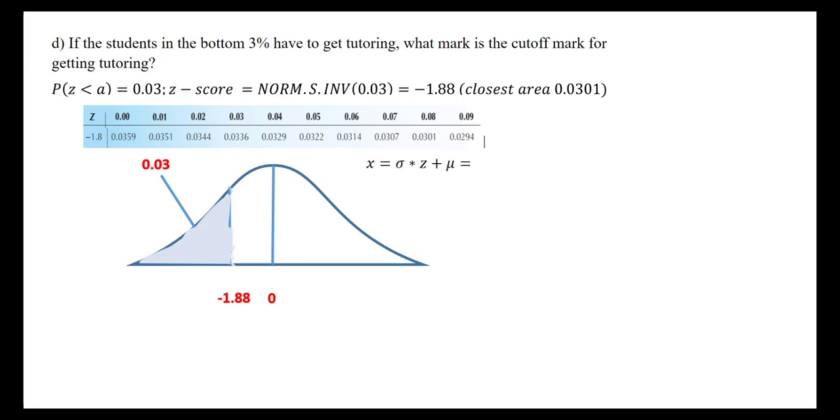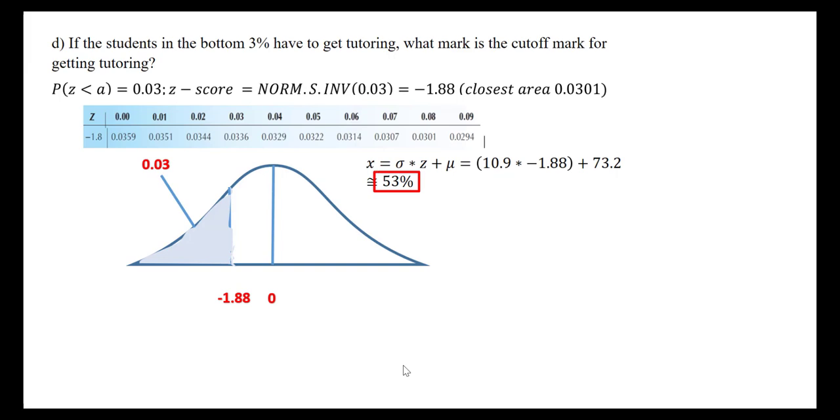Next, we can find x by using the formula we mentioned earlier on. X is equal to sigma times z plus mu. We already have sigma from the question, which is 10.9. We just obtained z from our standard normal table, which is negative 1.88. And our mean also was given as 73.2. So when we compute that, we arrive at approximately 53%.